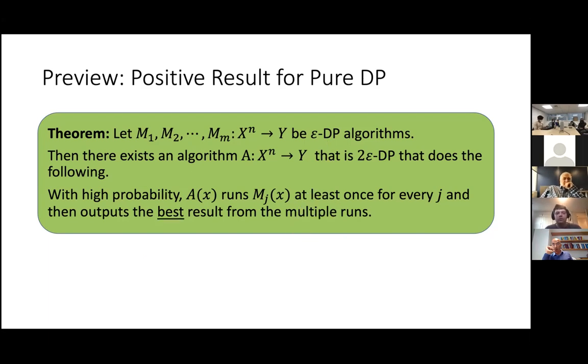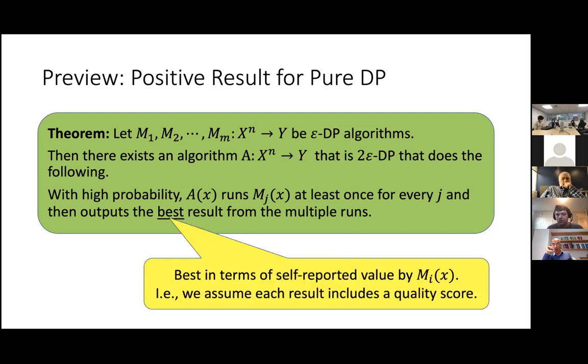Now you may be wondering, what does it mean to output the best result? This is going to be in terms of a self-reported value. Basically, I'm going to assume that each of these algorithms M_j outputs a score for its output as well. We're going to assume that the algorithm outputs a numerical value that says this is how good my output is. Maybe that means you need to allocate some privacy budget within the algorithm to evaluate on a test set or whatever and produce some kind of quality score.